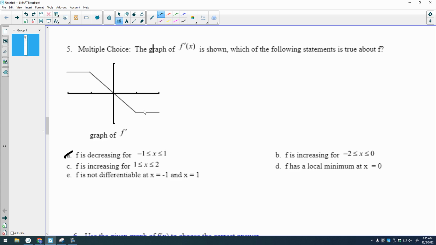2. My derivative is not positive from 1 to 2. Why? Because it's below the x-axis. Remember, I'm looking at actual values of my derivative. These values are all negative from here to here.